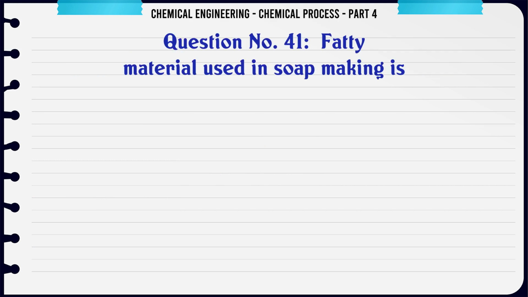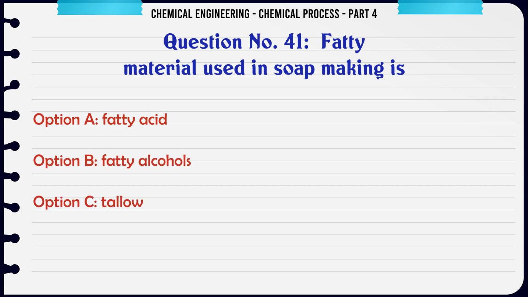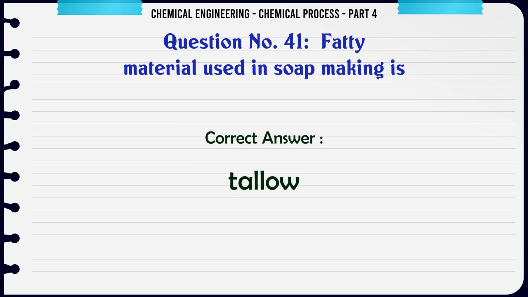Fatty material used in soap making is A. Fatty acid. B. Fatty alcohols. C. Tallow. D. Detergents. The correct answer is tallow.